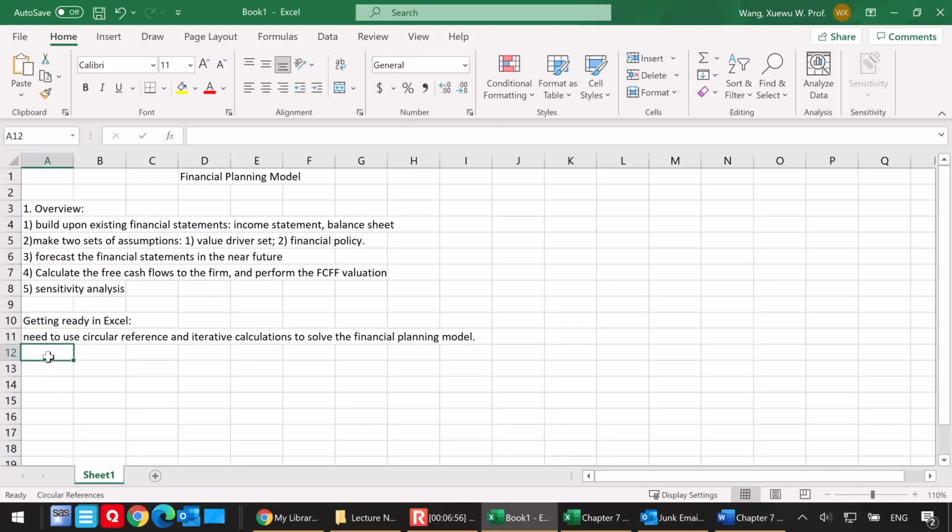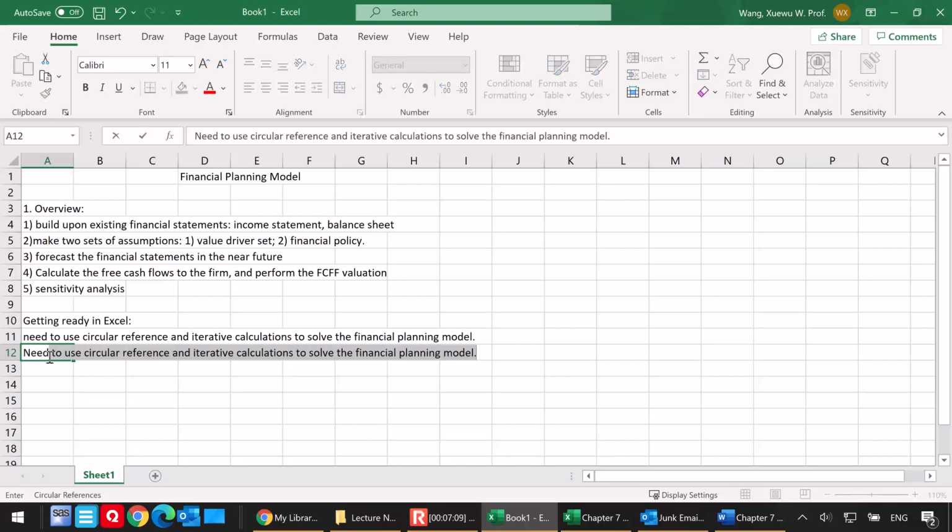In other words, you can let Excel solve the model for you by enabling something called circular references and iterative calculation. So you need to enable iterative calculation. Let me show you how we can do that.